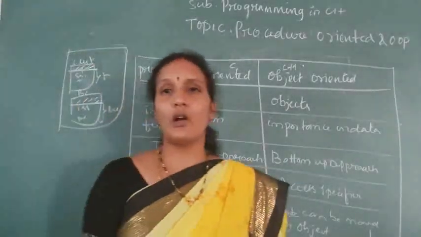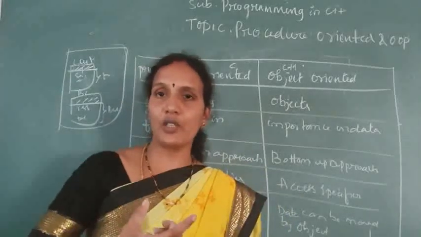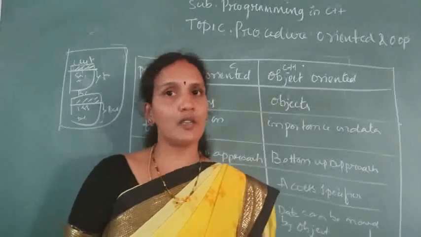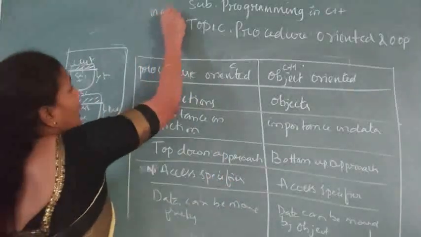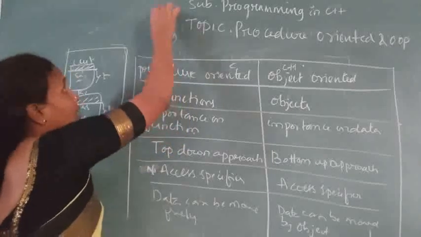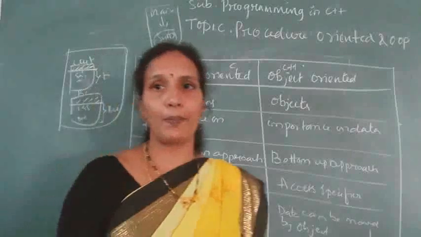Now the next one is the top-down approach. Top-down approach means, as I think you have all seen, the main function. From the main function, we call child functions, sub-functions in C programming. First we call the main function, and from the main function, for example, sum is a child function that is called. So procedure-oriented programming follows the top-down approach.